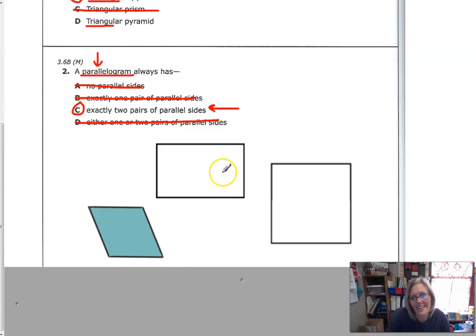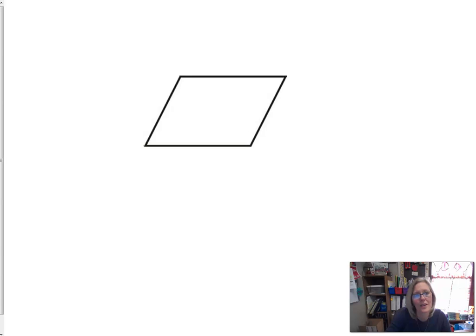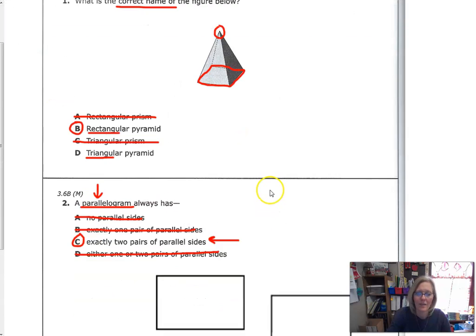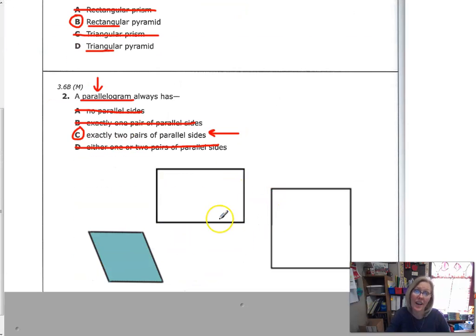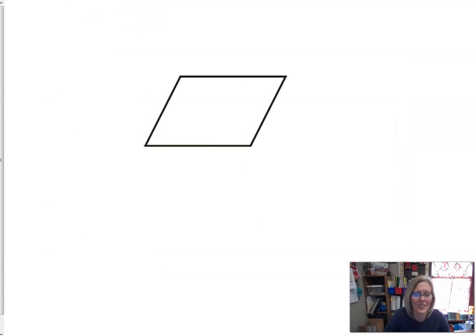A rectangle can be a parallelogram. Top and bottom are parallel, that's one set. Left and right are parallel, that's another set. And a square can also be in the parallelogram family. The top and bottom are parallel, the left and right are parallel. So not only this picture right here is a parallelogram, but these as well.